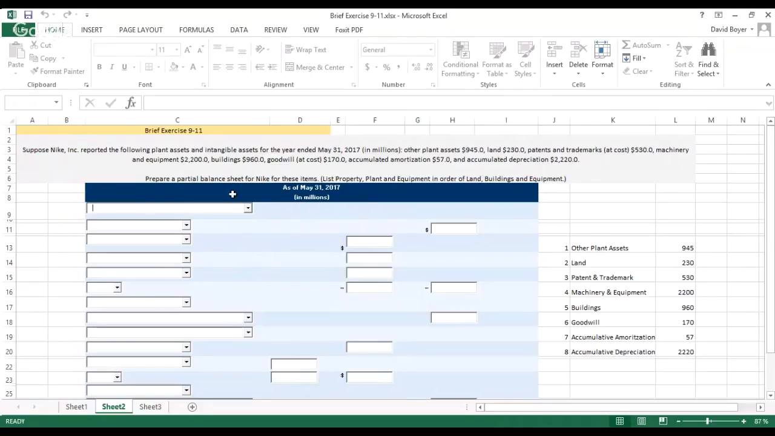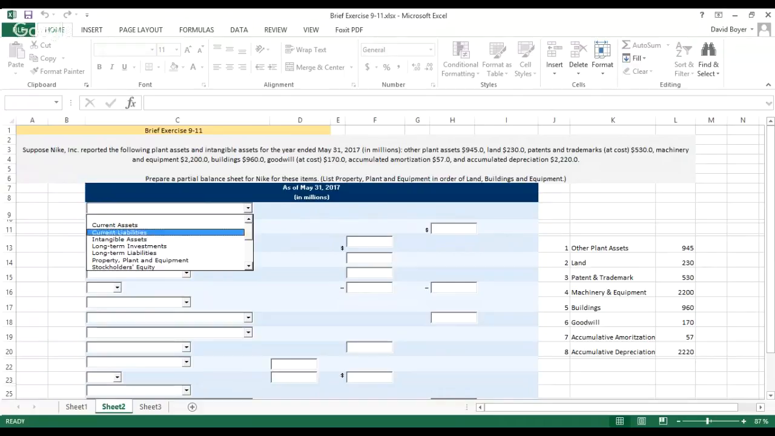It says prepare a partial balance sheet for Nike for these items. List property, plant, and equipment in order of land, buildings, and equipment. This is important, as it is a key for organizing the first part of our lesson. On the side here, I separated everything so you could see it in a more visible fashion. All right, let's go ahead and get started.